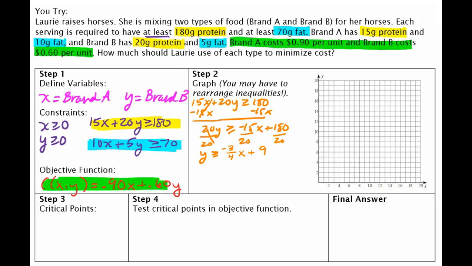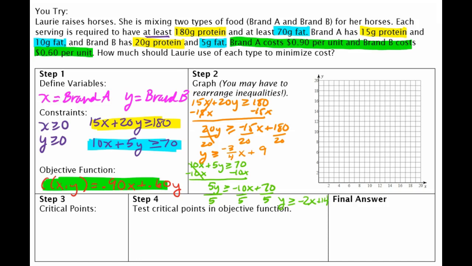And then I'll go ahead and do the other one now, and I'm going to do that one in green. So the other one is 10x plus 5y is greater than or equal to 70. So I'm going to subtract 10x from both sides, leaving me with 5y is greater than or equal to negative 10x plus 70. And then I have to divide everything by 5. So my other inequality is going to be y is greater than or equal to negative 2x plus 14, because negative 10 divided by 5 is negative 2, and then 70 divided by 5 is 14. So that's my other inequality.